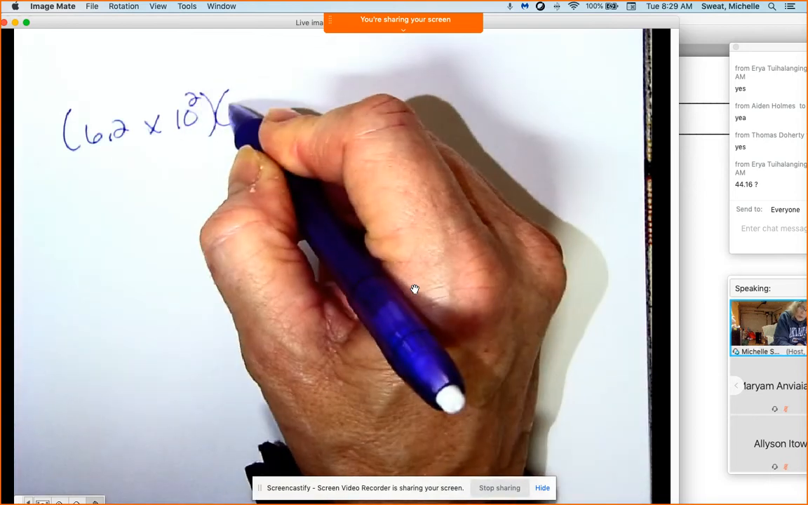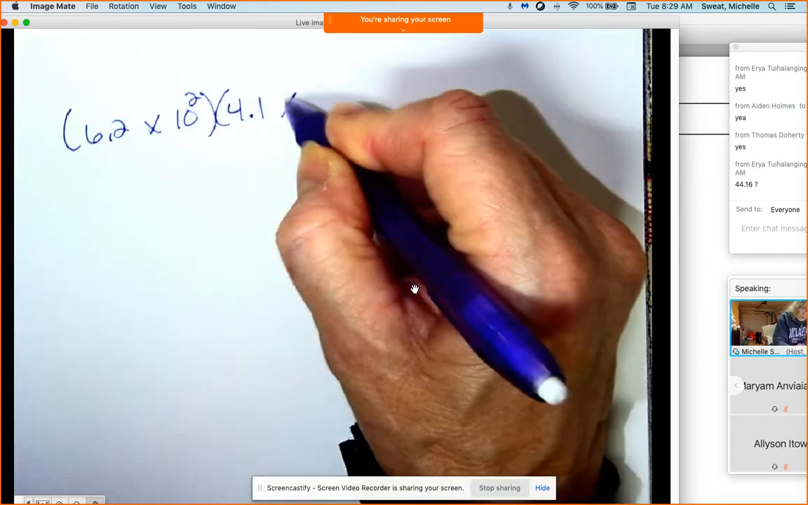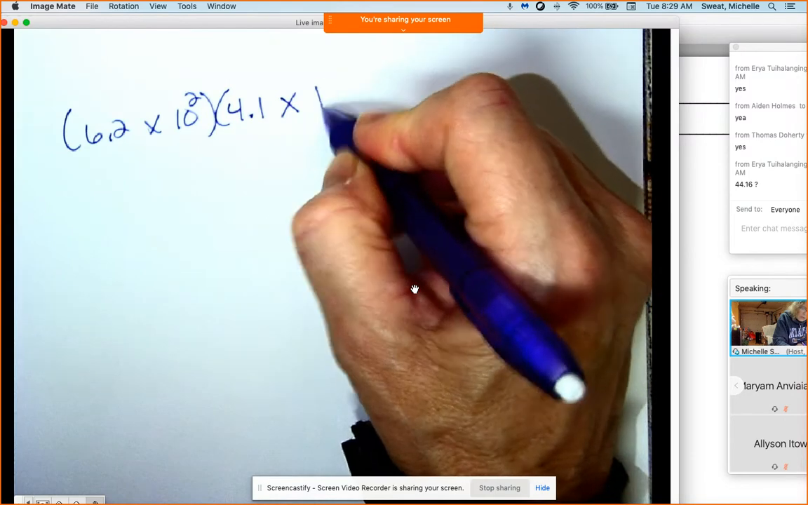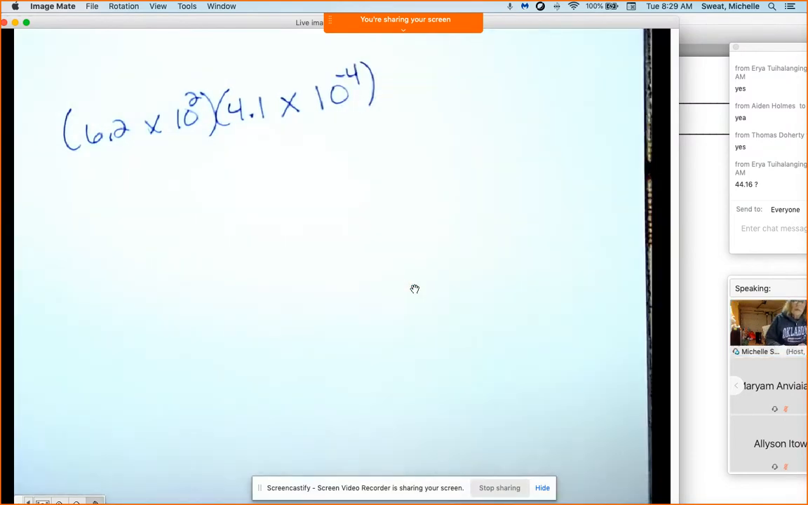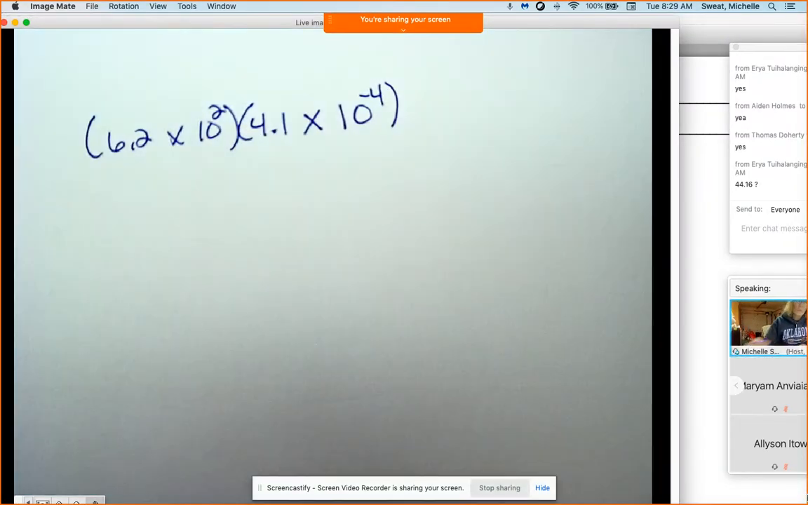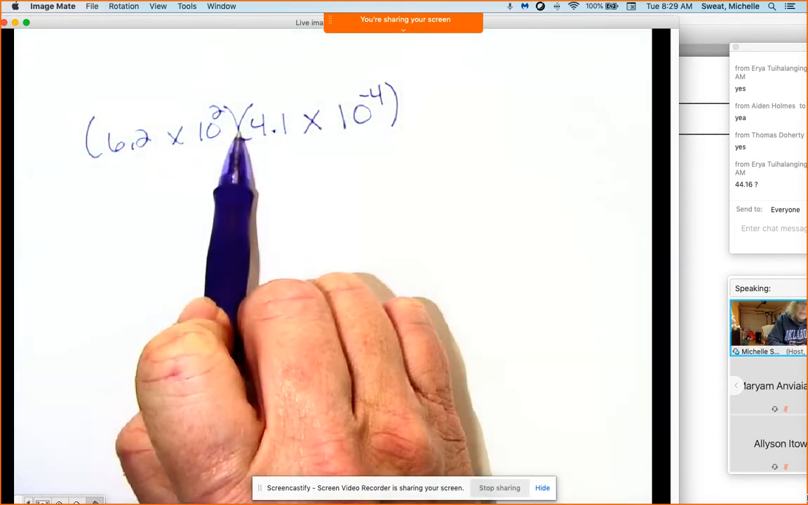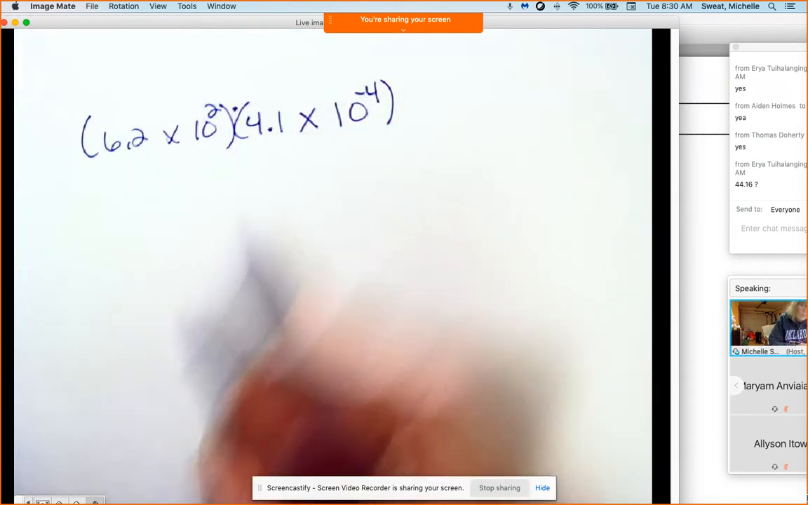Okay, we want to go ahead and multiply when it's in scientific notation form. Okay, so given this problem, we know that between two parentheses, when they're right next to each other, there's really a multiply there. I put a little dot.